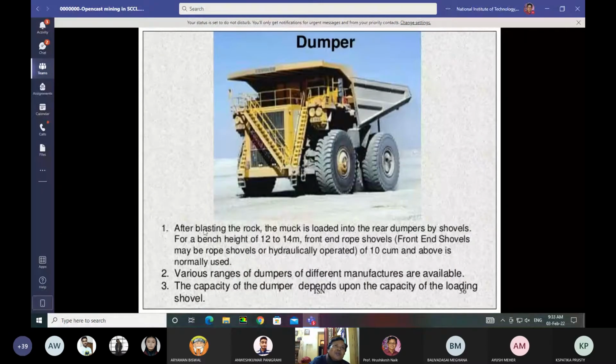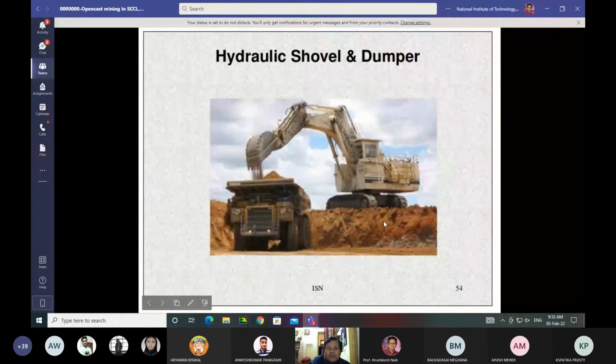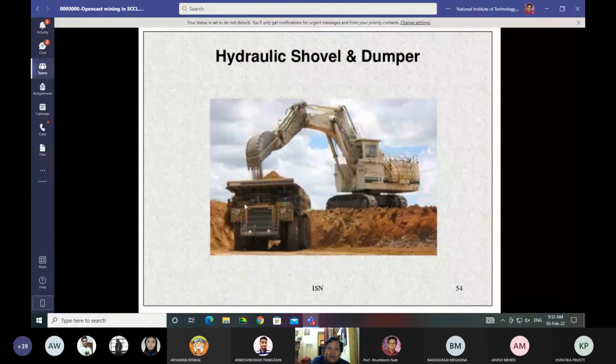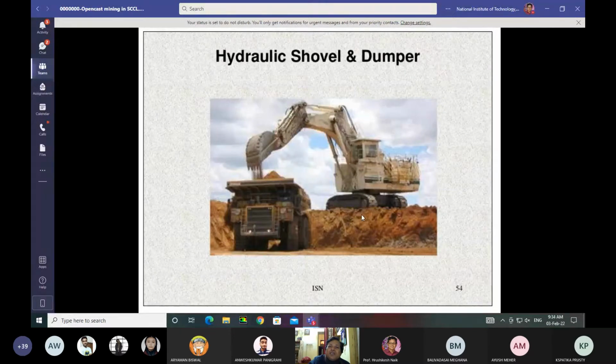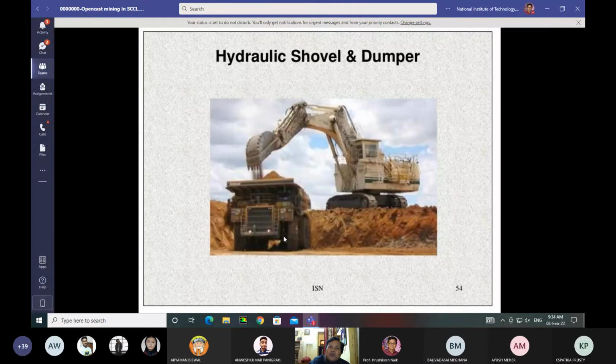Whereas in the previous, sorry, how to go previous, here you see the previous diagram. This is a hydraulic shovel. This machine is the hydraulic shovel which is sitting on the top of the bench and cutting this bench and loading the material to a dumper which is below the bench. Means it is not in the same level. Both the machines are not in the same level. The shovel is at a higher level, dumper is at a lower level.